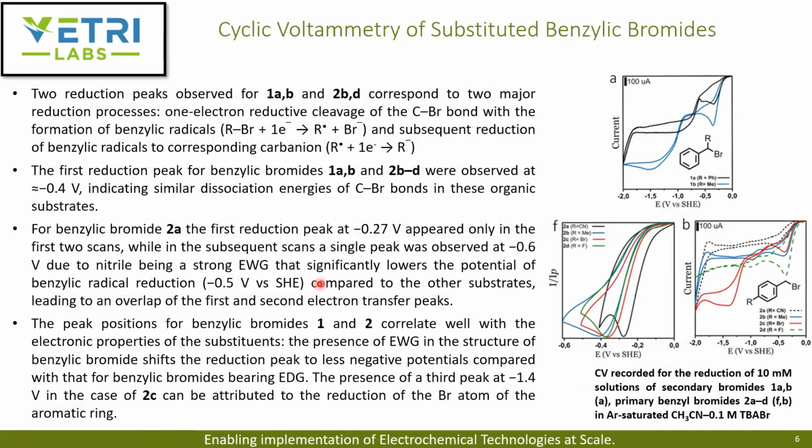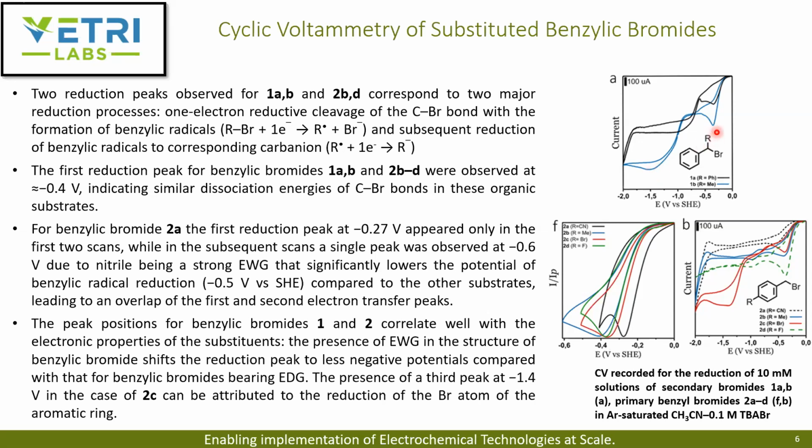So first, let's see the cyclic voltammetry of their substituted benzylic bromides. If you look at figure A, you can see the benzylic bromide 1A with a phenyl group and a methyl group. They both have two reduction peaks. The first reduction peak is a cleavage of this carbon-bromine bond with the formation of this benzylic radical. The second reduction peak is a subsequent reduction of the benzylic radical to form the corresponding carbanion.